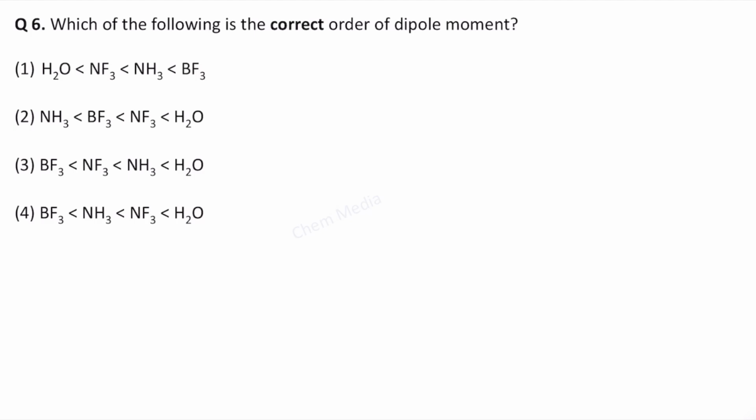Hello everyone, here is a question based on dipole moment. Which of the following is the correct order of dipole moment? 4 molecules are given: water, NF3, NH3 and BF3.